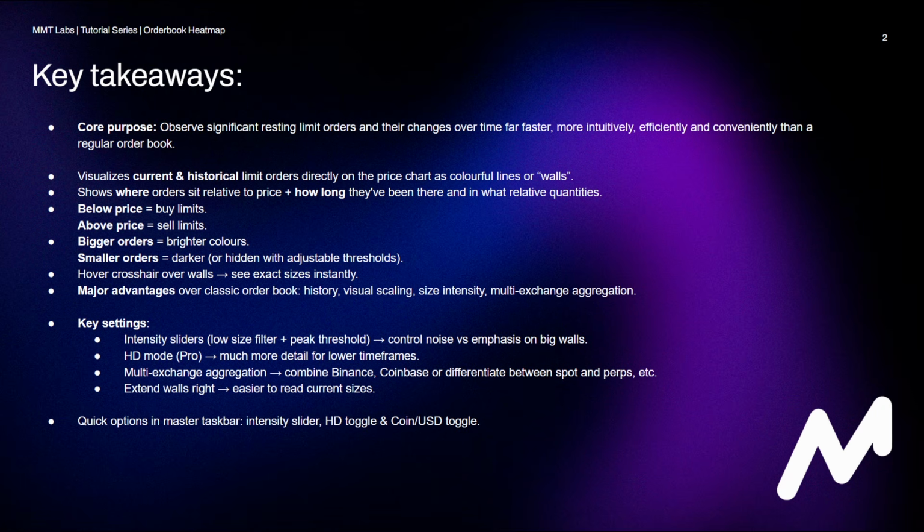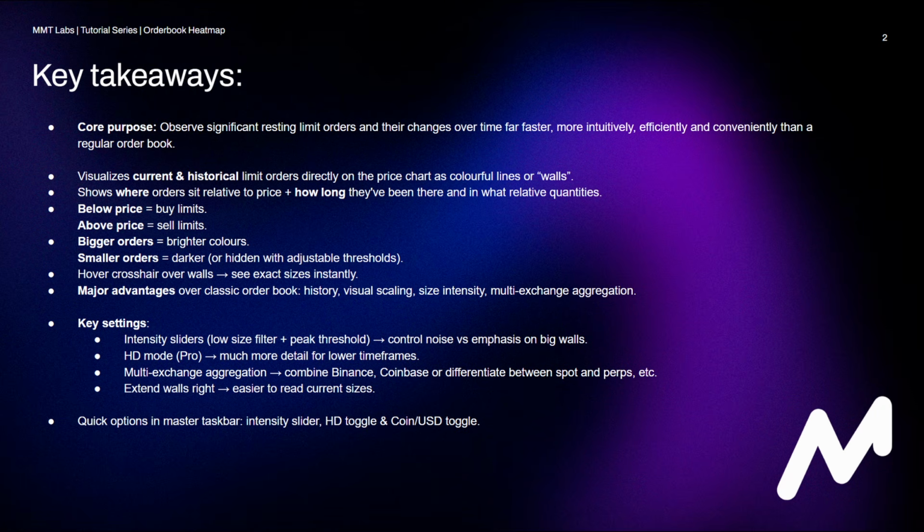Below price are always buy limits, and above price are always sell limits. Bigger orders represent brighter colors, and smaller orders are darker or are completely hidden with the adjustable thresholds. To see the exact size of a wall, simply hover over it with your crosshair.